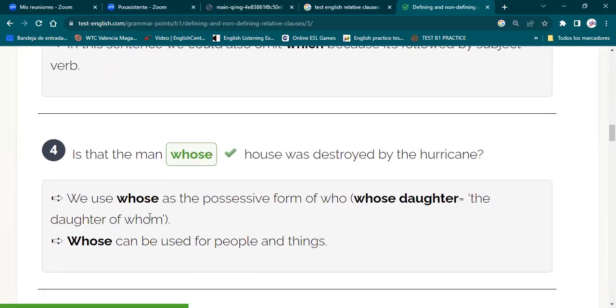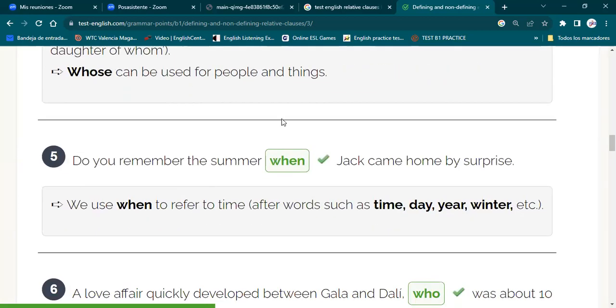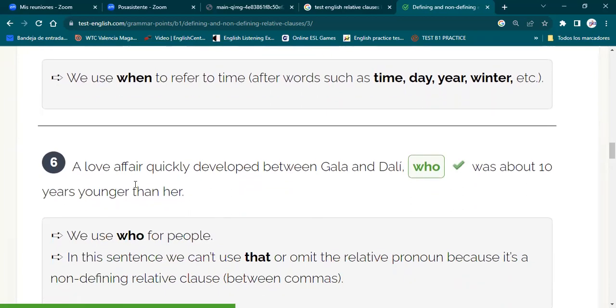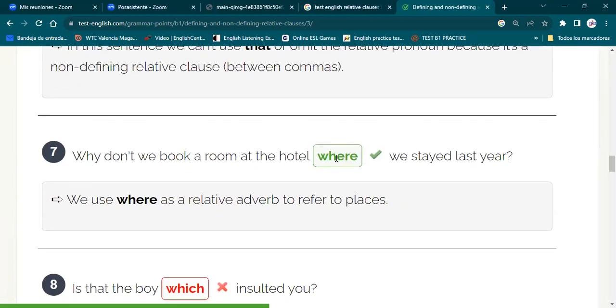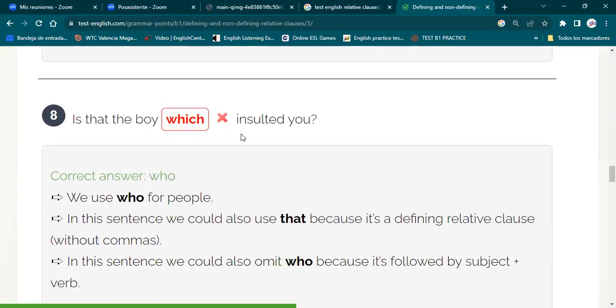This is the man whose house, the house belonged to the man. Okay? Do you remember the summer when we stayed there? We use when to refer to time: summer, year, winter, etc. A love affair quickly developed between Gala and Dali, who for people, and we can't use that because it doesn't have commas. Why don't we go back to the hotel where we stayed? Where, because we are referring to the hotel. Guido, we use who for people. We cannot use which for people. And we can use that because it doesn't have any commas.